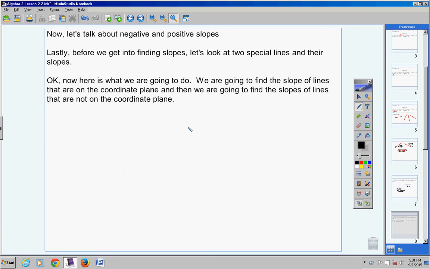Now, here's what we are going to do. We are going to find the slope. Listen to me carefully. We are going to find the slope of lines that are on a coordinate plane. Then we're going to find the slopes of lines that are not on the coordinate plane. Got it? So here we go. Problem number 1. Find the slope of this line here.